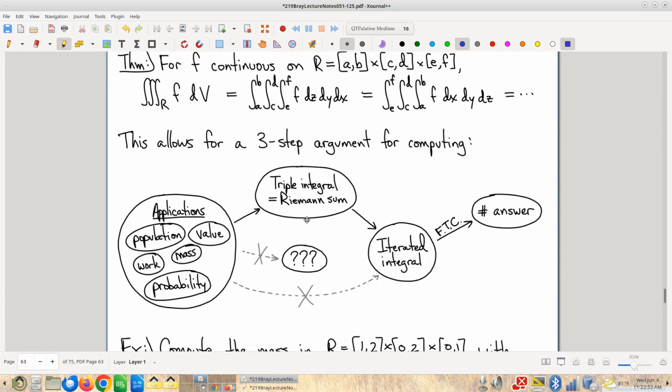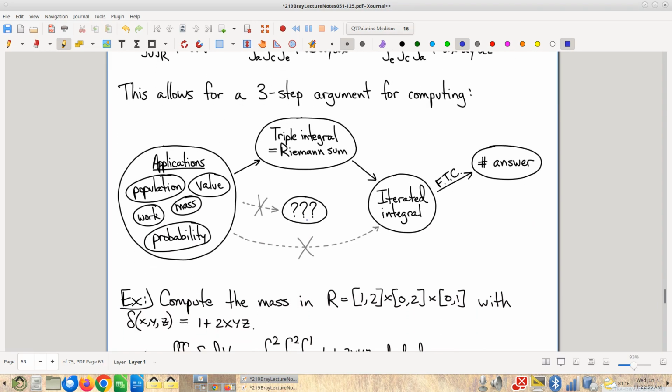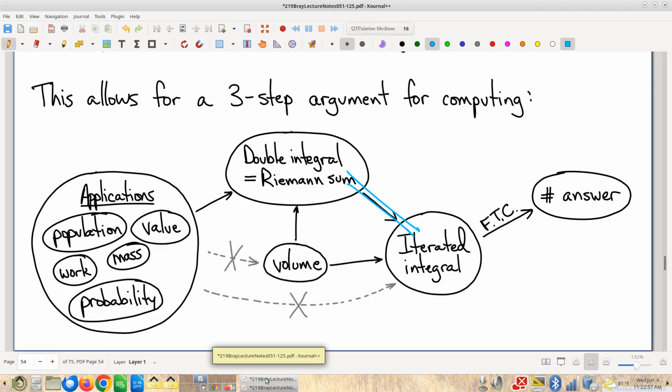It's pretty similar. Y'all recognize this diagram. In fact, let me switch back over. Here's the analogous diagram for double integrals. And, of course, what we had here is volume.